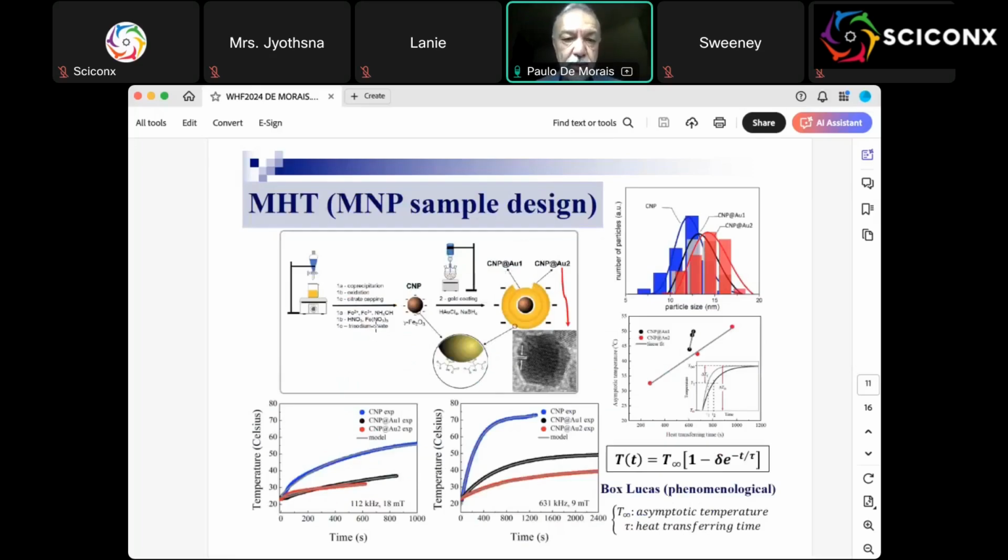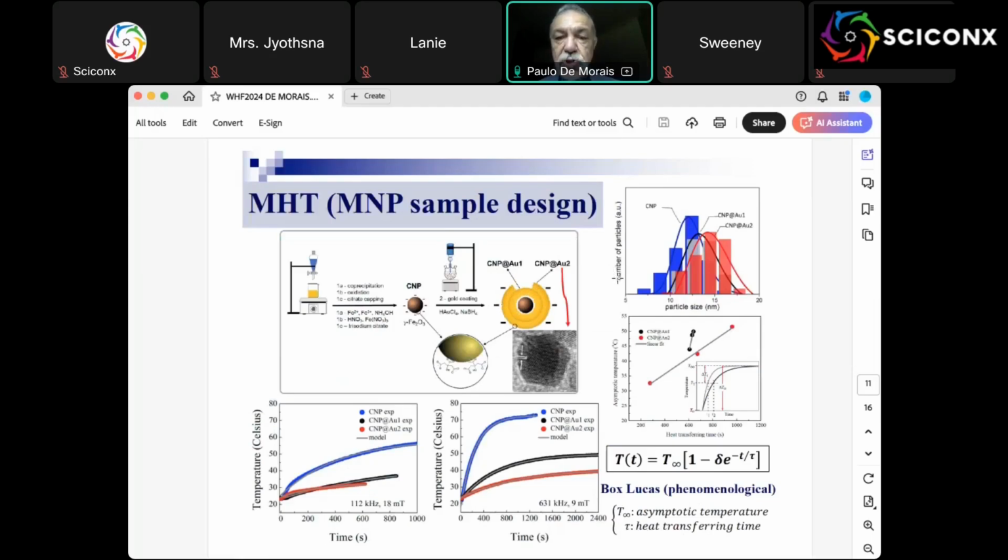In this example, we took a standard magnetic nanoparticle, maghemite, and then we coated maghemite with a thin layer of gold. And actually, we produced two samples. The first sample is a very thin layer of gold, and in the second sample, the surface layer was thicker. So we have two samples.